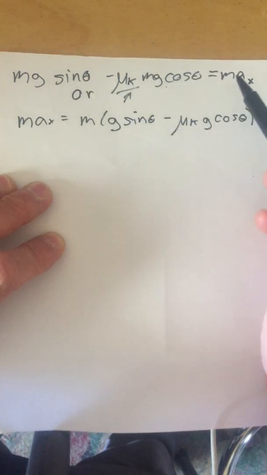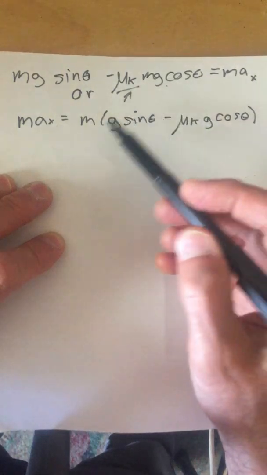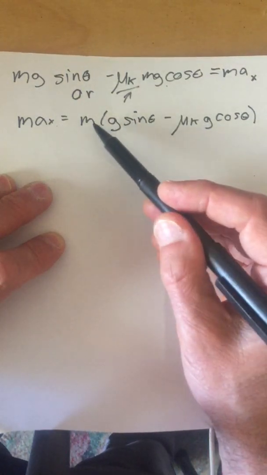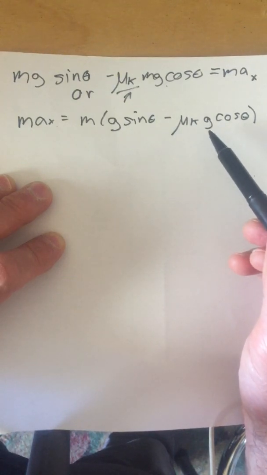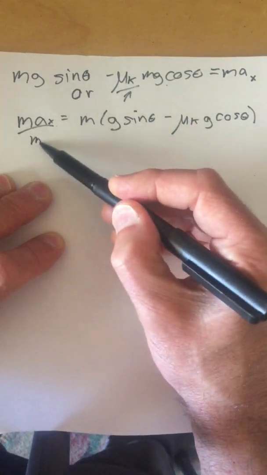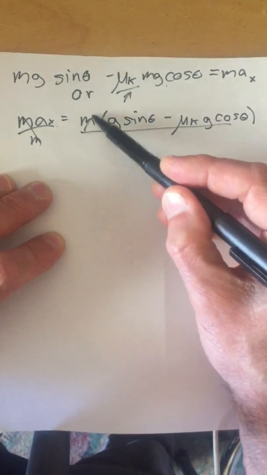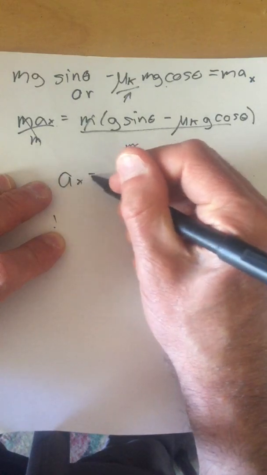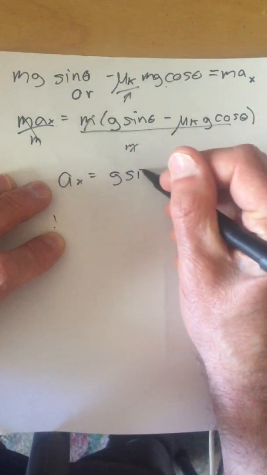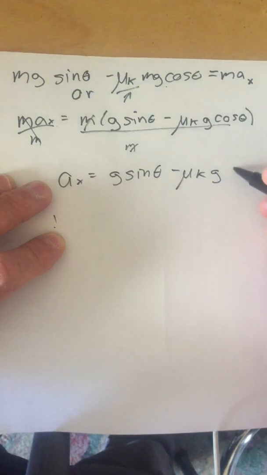A is going to be the acceleration of the object down the ramp, and m, of course, is the mass of the object. So the next step, I just swapped both sides of the equation and factored the m out, so it's m times (g sin θ − μk g cos θ). If I want to determine the acceleration of an object down the ramp, divide both sides of the equation by m, and you get that the acceleration down the ramp is equal to g sin θ − μk g cos θ.